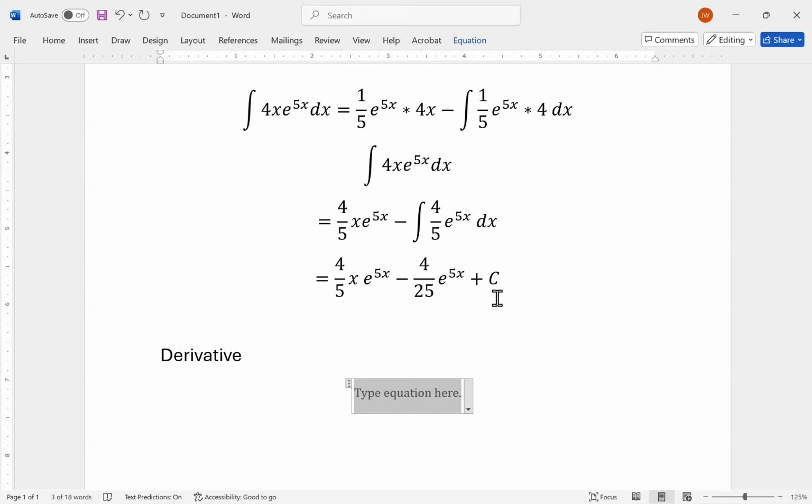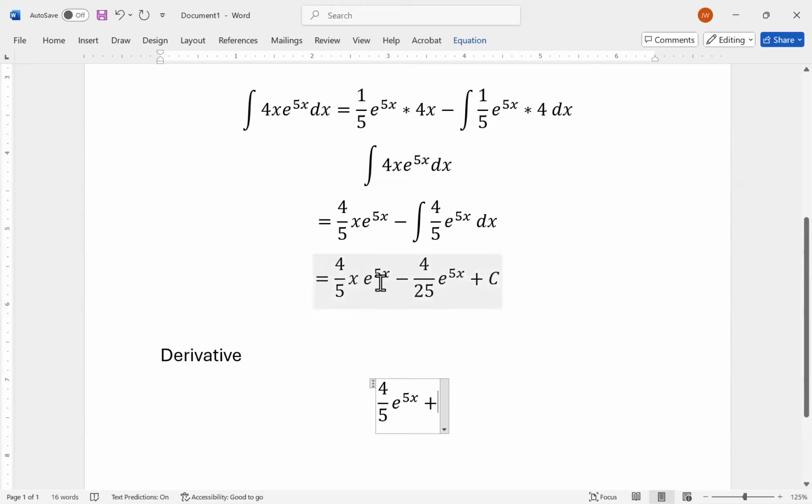The derivative, you would do the derivative of 4/5 x, that would be 4/5, times the normal e to the 5x, plus the derivative of e to the 5x times the normal 4/5 x. So I take 4/5 x times the derivative of e to the 5x. The derivative of e to the 5x is e to the 5x times 5. If I take 4/5 times 5, I just get 4.